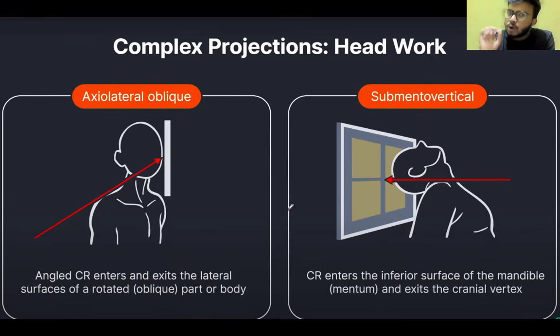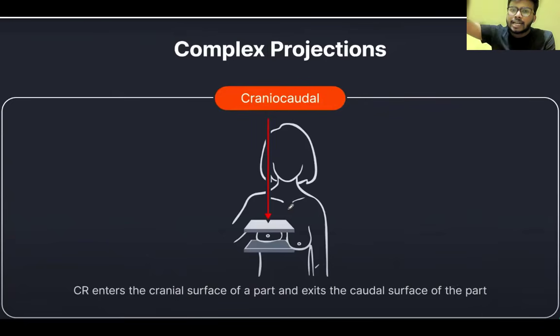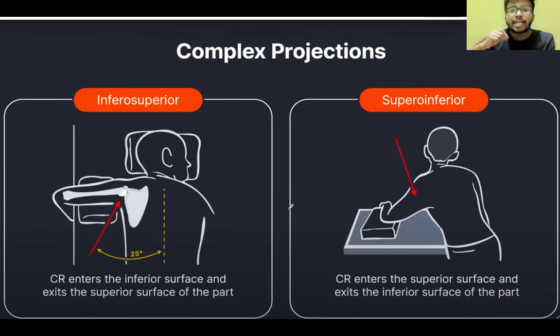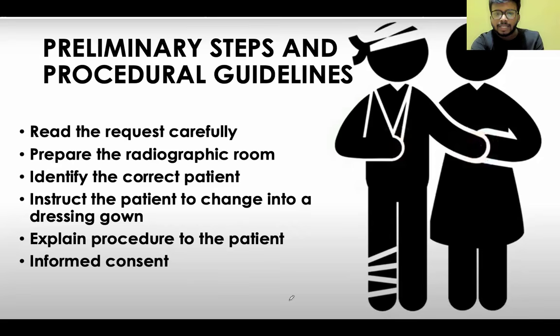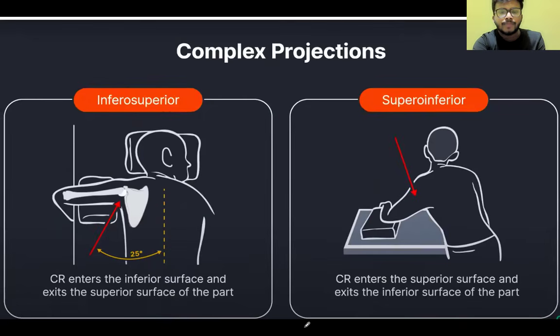Next is craniocaudal. Craniocaudal is nothing but the central ray enters from the cranial surface and exits through the caudal surface. Inferosuperior: the central ray enters through the inferior surface and exits through the superior surface. Superoinferior: the central ray enters the superior surface and exits through the inferior surface. Clear? Yes. So these are the special and routine projections we need to know regarding X-ray projections. I hope it is clear. Thank you.